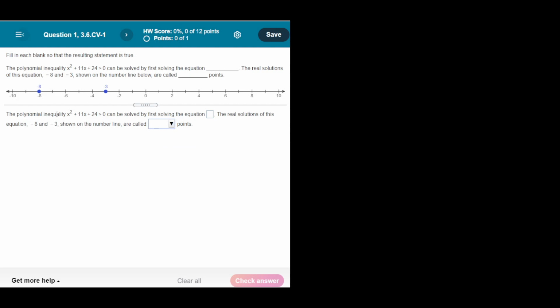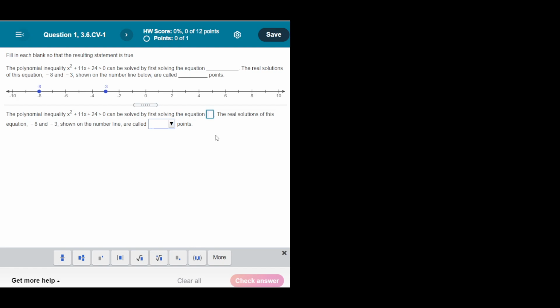Anyway, it says the polynomial inequality x squared plus 11x plus 24 greater than 0 can be solved by first solving the equation. It would be the same function equal to 0. So let's hope that they let us slide with that. That's what I would do. That's what we would all do. Set it equal, treat it like a regular equation without the alligator mouth, without the inequality.